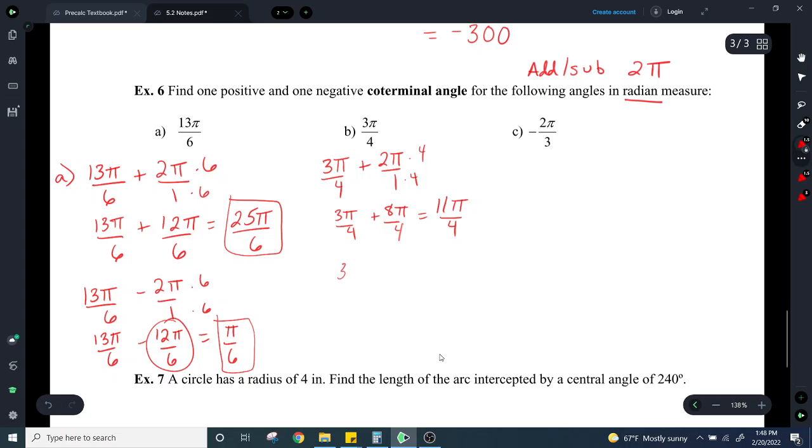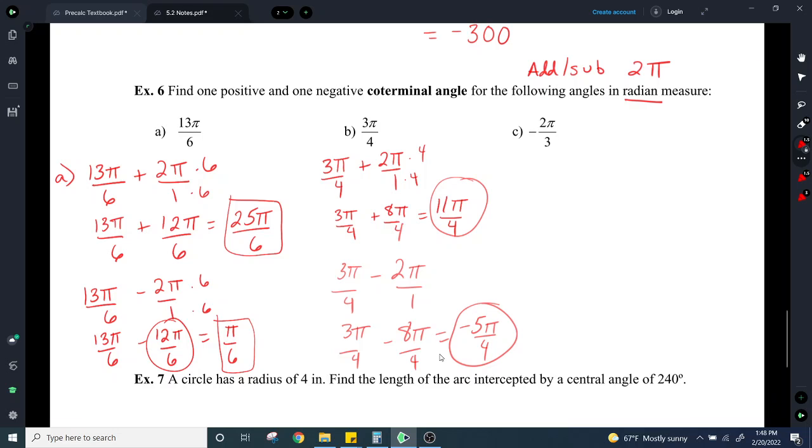Okay, so let's go back to the original angle, 3 pi over 4 minus 2 pi over 1, which of course was 8 pi over 4 once I got the common denominator. And so 3 pi minus 8 pi gives me negative 5 pi over 4. So that would be a negative angle that is coterminal with the original angle. So there's two right there, one positive, one negative.